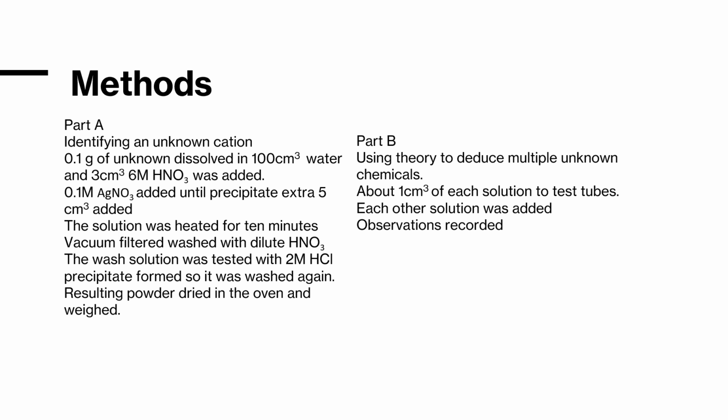At this point, an extra 5 centimeters cubed of the silver nitrate was added. The solution was then heated for 10 minutes, not allowing it to boil, and then vacuum filtered. The vacuum filter was washed with dilute nitric acid, and the washed solution was tested with 2 molar hydrochloric acid, and if a precipitate formed, it was washed again. The resulting powder was then dried in the oven and weighed. In Part B, we took about 1 centimeter cubed, or a finger's depth, of each solution and added it to the test tubes. Each other solution was added about 3 to 4 drops, and the observations were recorded in a table.